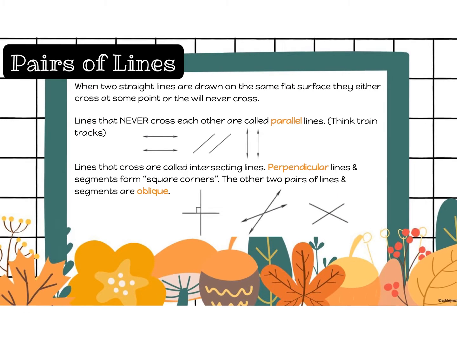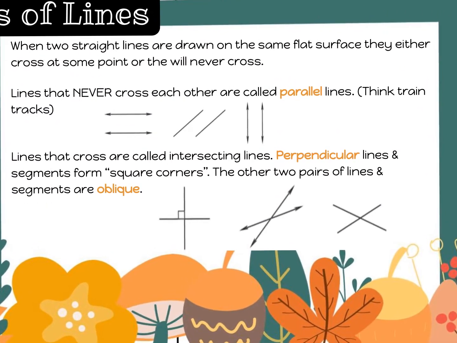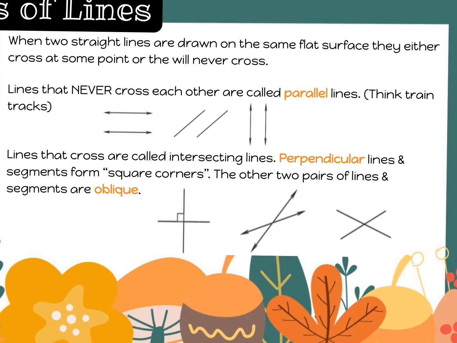Okay, when we look at all of these types of lines, these are all called pairs of lines. So you'll notice that there are two in each set. It says when two straight lines are drawn on the same flat surface, they either cross at some point or they'll never cross. Lines that never ever cross each other are called what? Parallel. Yeah, they're parallel lines. So they're like train tracks. It can go any direction. They can go diagonal, horizontal or vertical, but they will never ever crisscross.